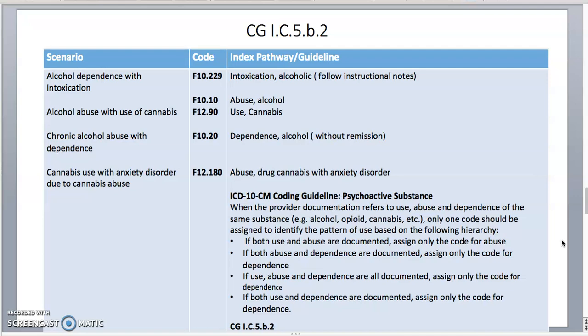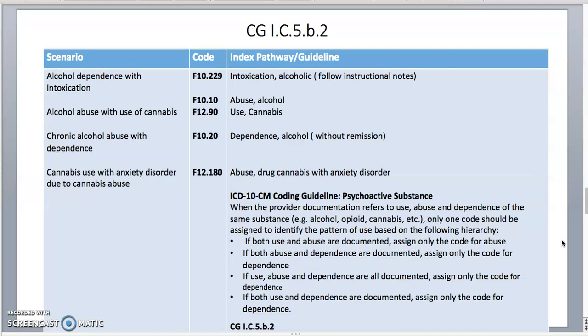Alcohol dependence with intoxication. Our code would be F10.229, and our coding path would be intoxication, alcoholic. Our next case, alcohol abuse with use of cannabis. Here we would need to code the alcohol abuse as well as the use of cannabis. And our code would be F10.10 for the alcohol abuse and F12.90 for the use of cannabis.